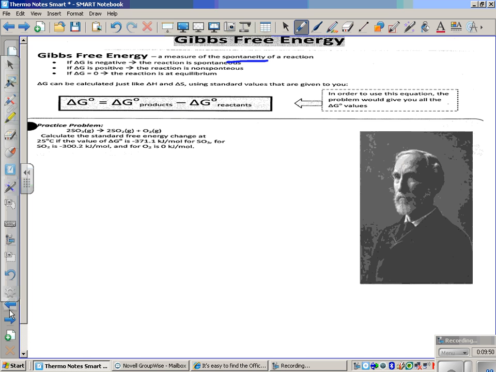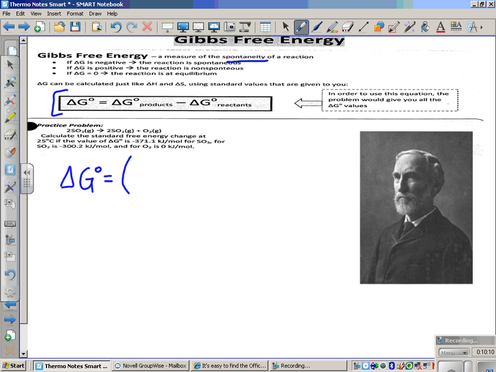All right, so back to our Gibbs free energy. There's an equation, just like delta S and delta H have, that simply says that if you're given the Gibbs free energy values for your substances, then all you have to do is subtract products minus reactants. It's a very easy way to do these problems if you're given that information. So we're going to talk about delta G.